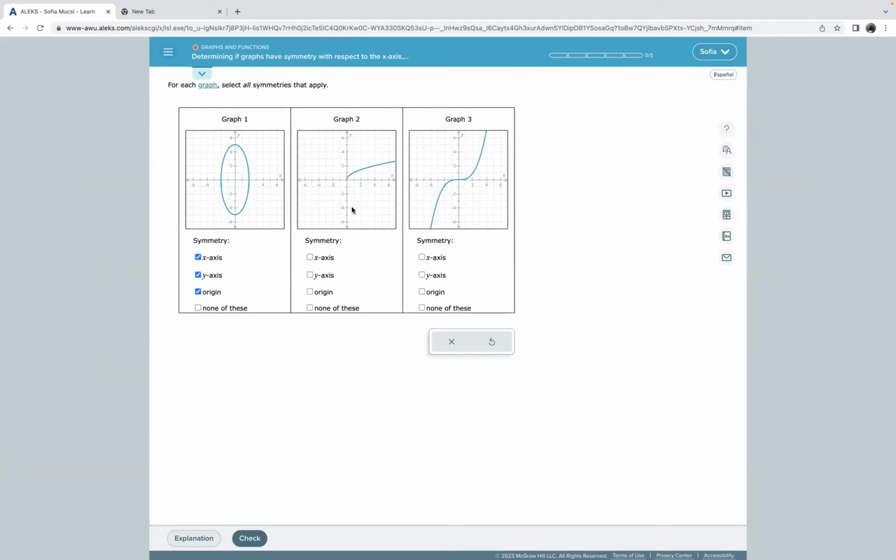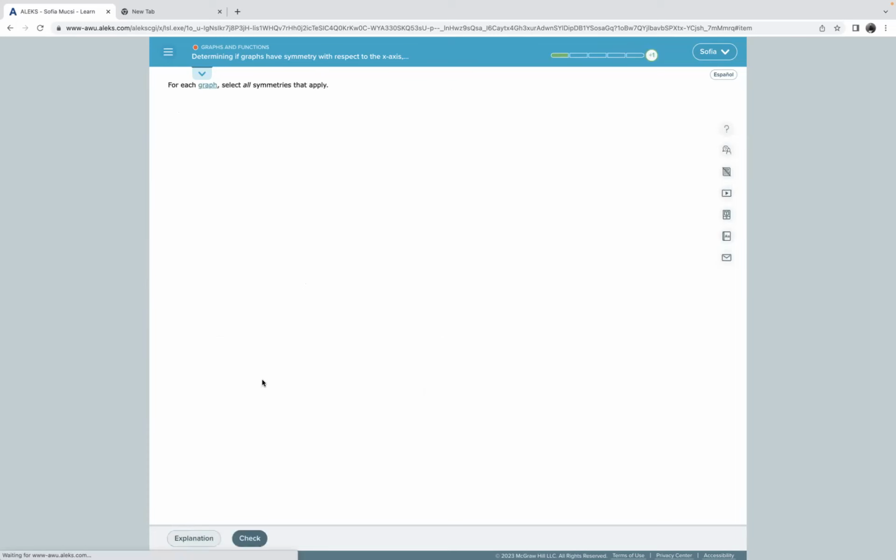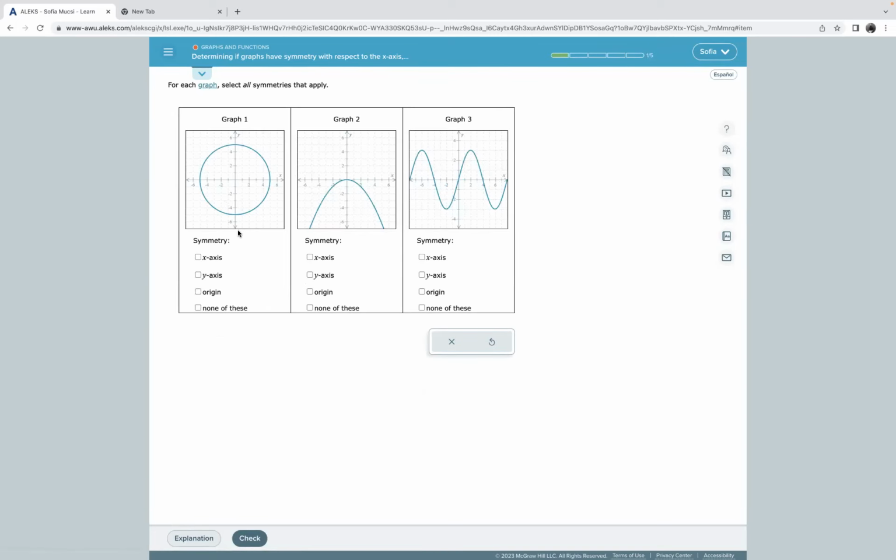Okay. So by comparison, graph 2 does not have a reflection over the x or the y or the origin. It's got nothing. And this one is the origin. Origin only. So this is the same as the last one, I'm assuming. Yes.